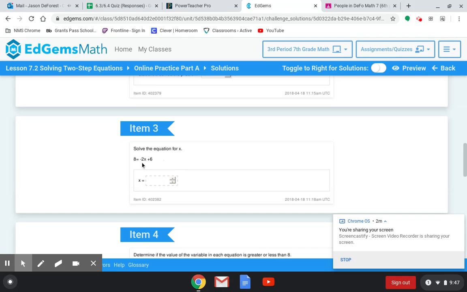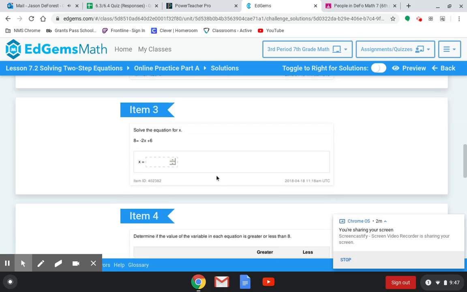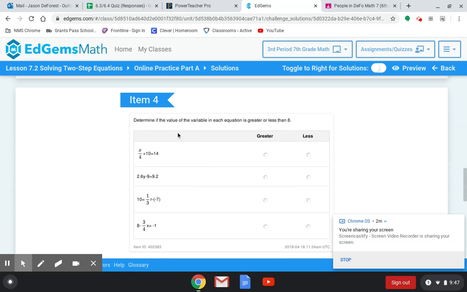Does it check? Let's see. Negative 2 times negative 1 is positive 2. Plus 6, that's 8. Checks. Item 4. Determine if the value of the variable in each equation is greater or less than 8. Let's see here. We're going to put 8 in here. Let's see what happens. 8 divided by 4 is 2. Plus 10 is 12. Is 12 equal to 14? Nope. So x has got to be greater.